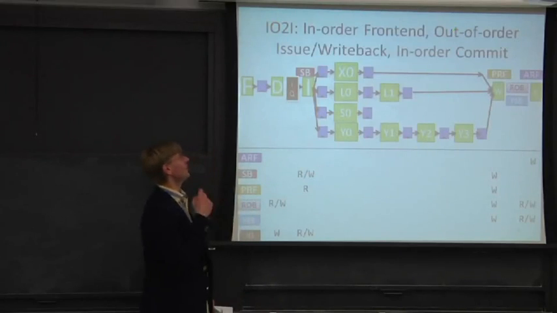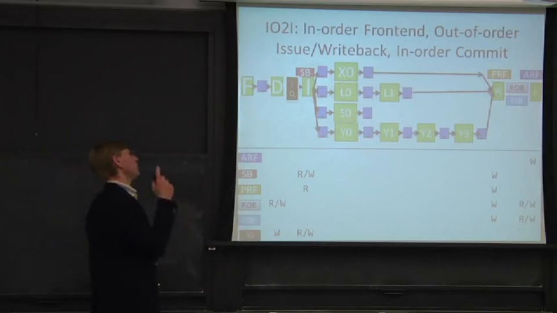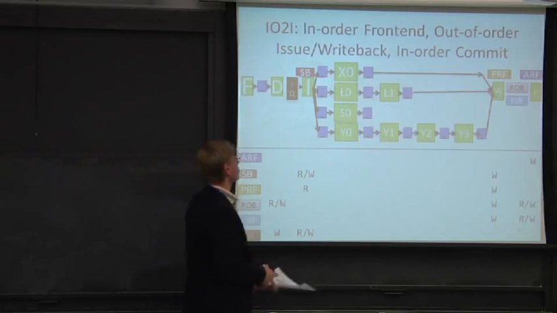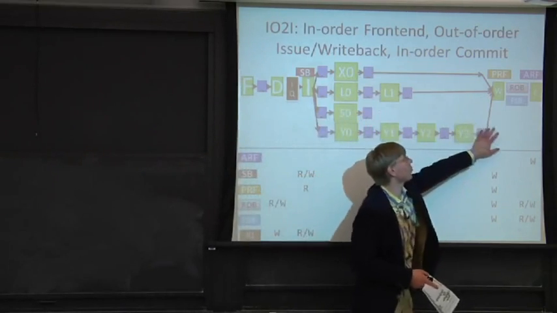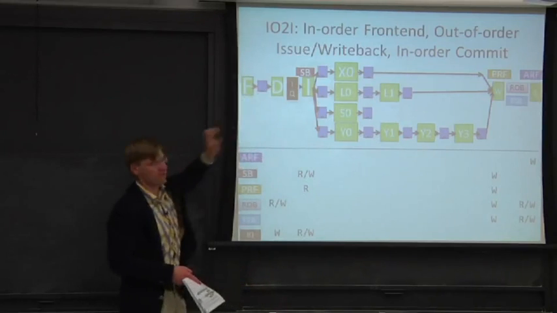In order issue, out of order... in order front end, out of order issue, out of order write back, and in order commit. So the middle portion of the pipe here is all out of order. And then finally, we commit in order, and we fetch in order.